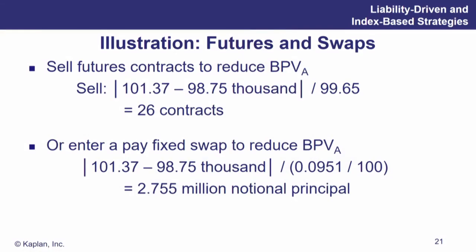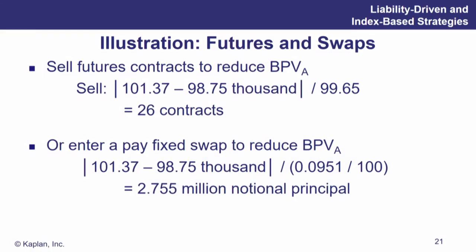How can I do it with a swap? Let's get rid of fixed future cash flows. Let's pay fixed on the swap. Paying fixed on the swap will lower the BPV of your asset portfolio. Enter a swap to pay fixed. Make that decision first and then calculate the quantity of the swap using the formula.